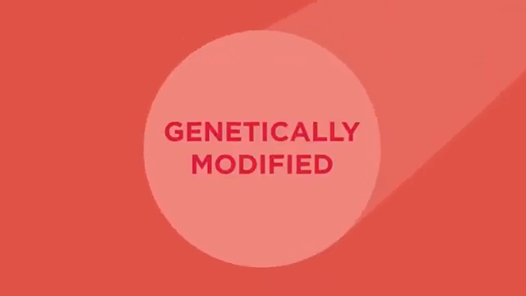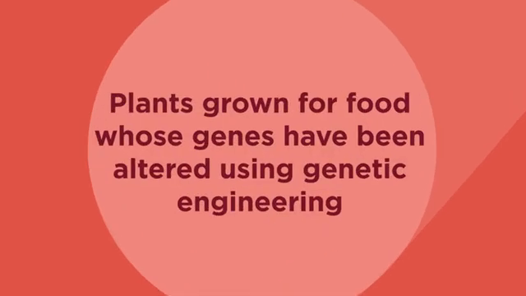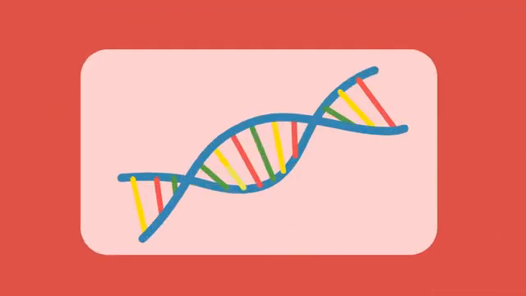GM stands for genetically modified, so GM crops are plants grown for food whose genes have been altered using genetic engineering. In some cases, the genes of other organisms have been inserted into the genome of the crop plant to improve it in some way.